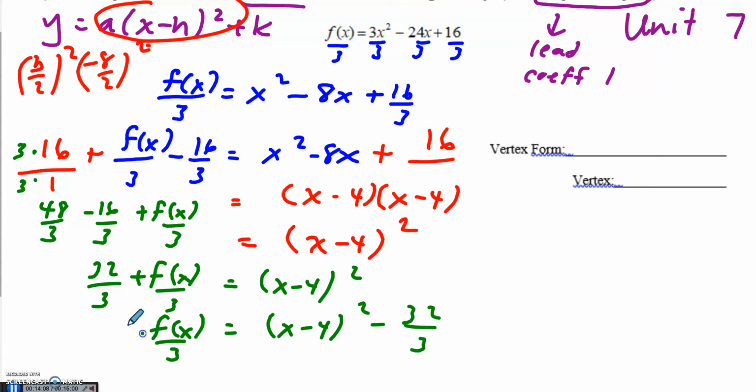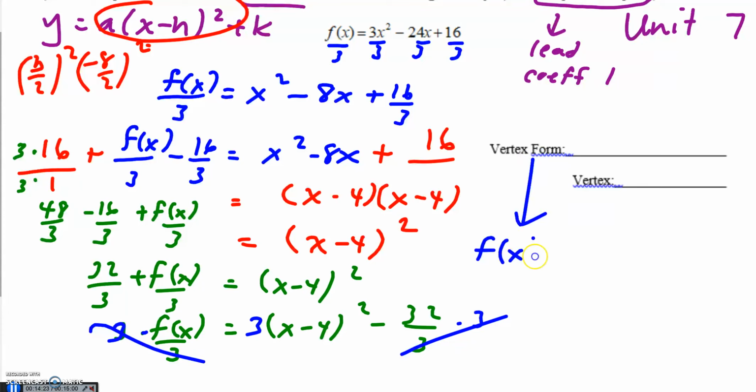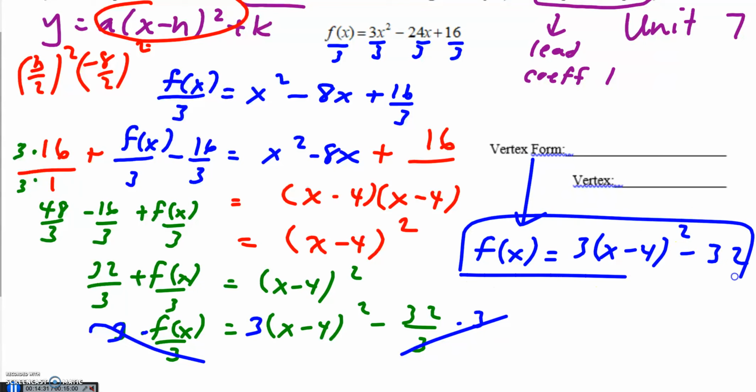And then I need to multiply every single thing by 3. Multiply this by 3, this by 3, and this. So those 3's cross out, these cross out, this one remains. So my vertex form would be f of x equals 3 times x minus 4 squared minus 32. So then my vertex would be at the point, the sign changes inside, 4, negative 32.